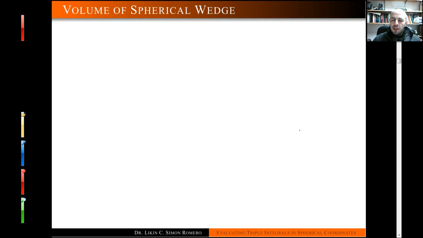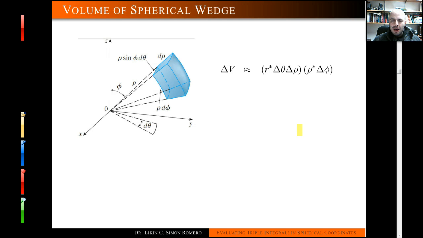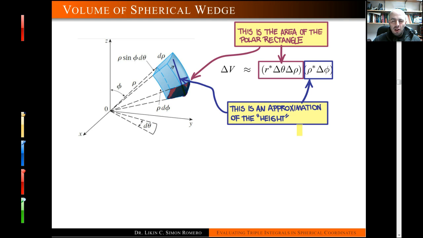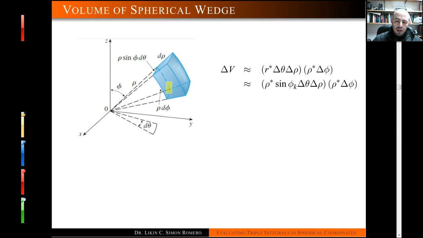I'm not going to spend too much detail on this, but the volume of a spherical wedge can be approximated by these, where the first one is the area of the polar rectangle, and the second one is an approximation of the height, or rather of this idea of rotating this particular polar rectangle. Well, first of all, I can expand this r. This r was obtained from the formula for polar rectangles, and then we are going to obtain rho sine of phi k. Let me just call it phi star for this moment.